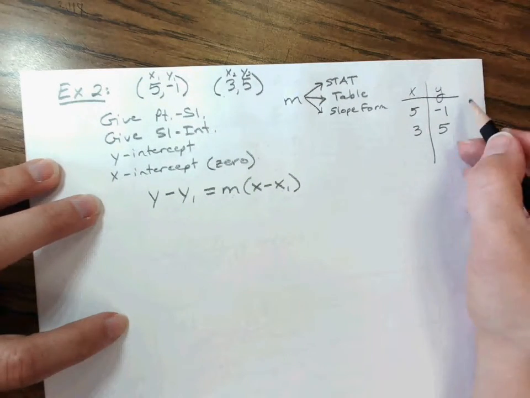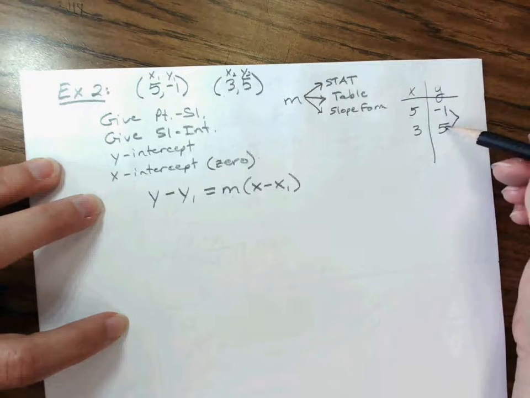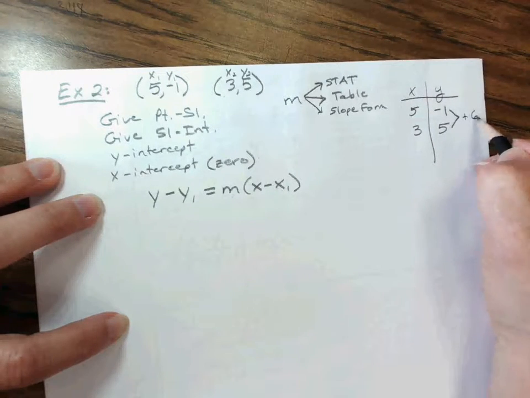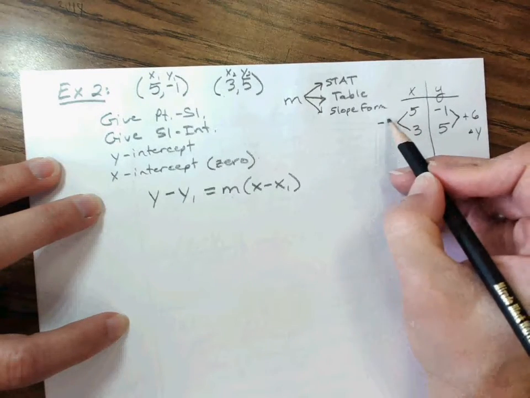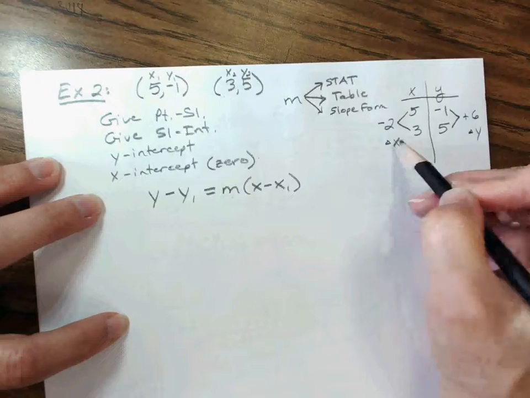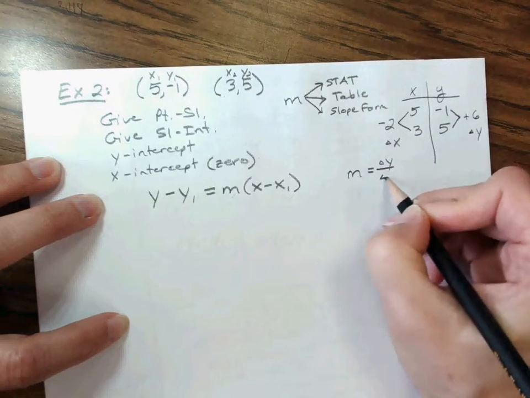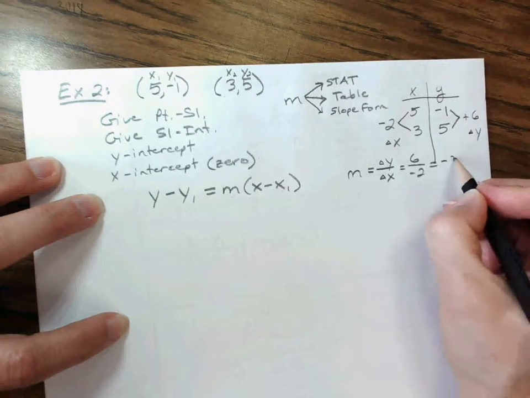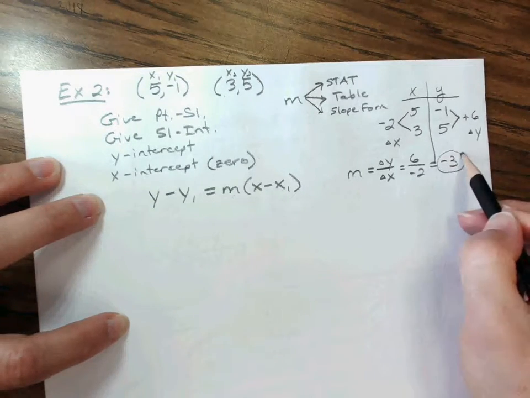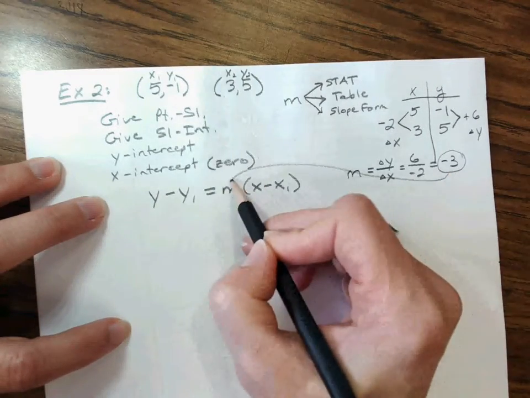Now, if you found it another way, you don't need to write this down. So I remember my slope is my change in y divided by change in x. To go from -1 to 5, I have to add 6, so that's my change in y. To go from 5 to 3, I have to subtract 2, so that is my change in x. So my slope here is 6 divided by -2, which equals -3. Okay, that's my slope. Hopefully that's the one that you found. So I'm going to plug that in here for m.